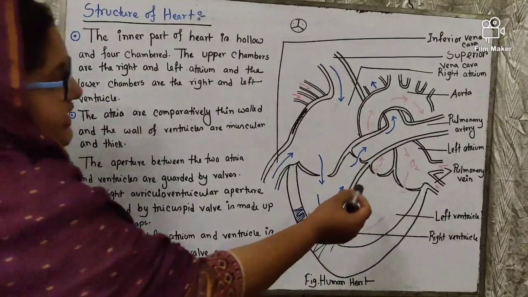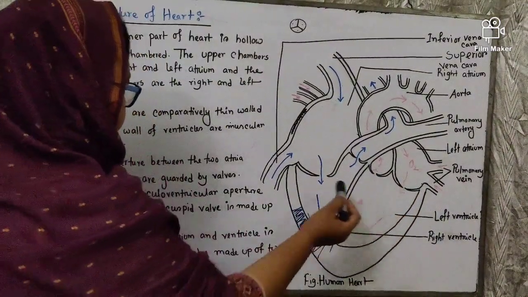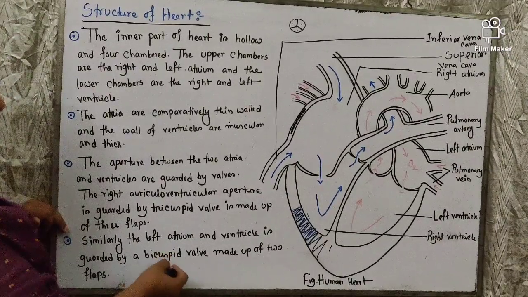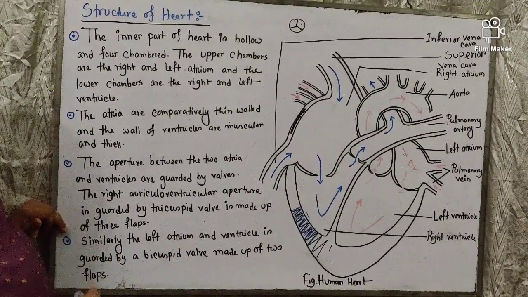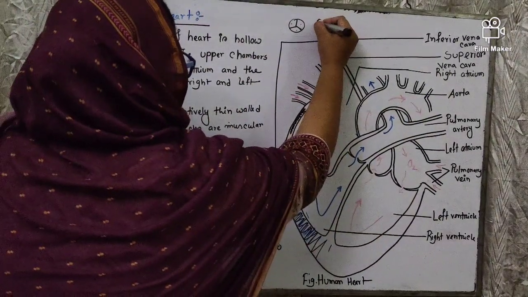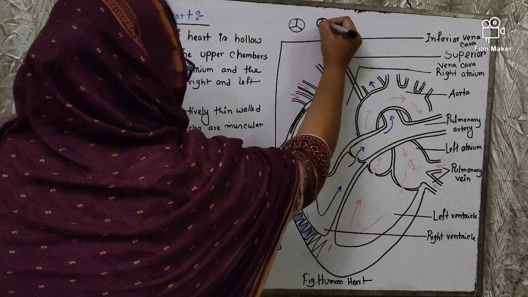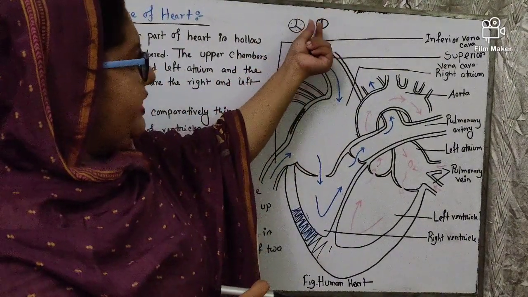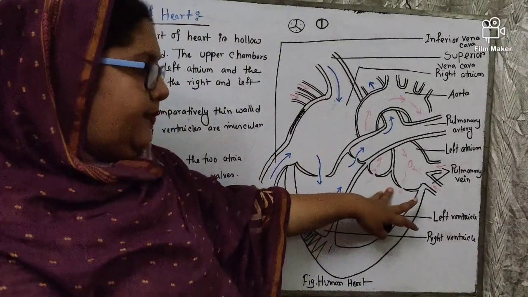Similarly, the left atrium and the left ventricle are also guarded by a valve which is called bicuspid valve, that is made up of 2 flaps. It will look like this, 2 flaps, okay? When these 2 flaps open, the valve is opened, okay?